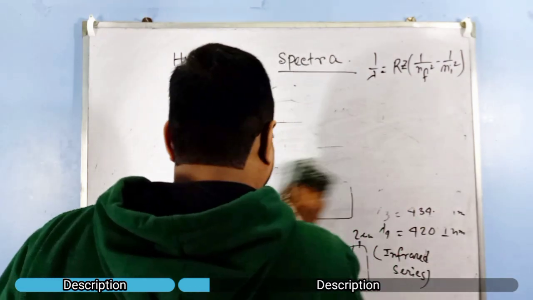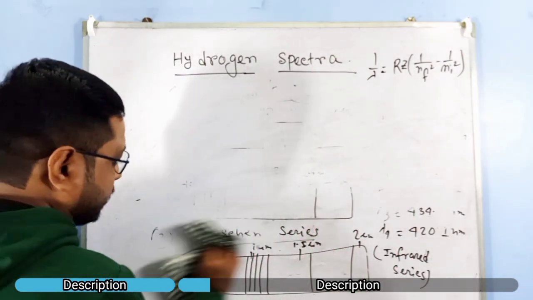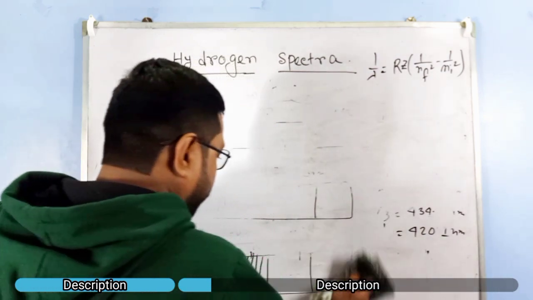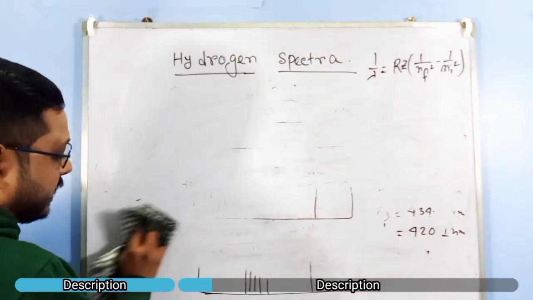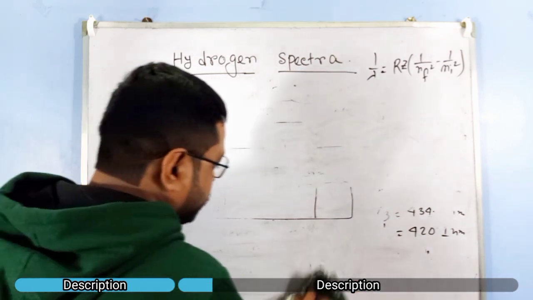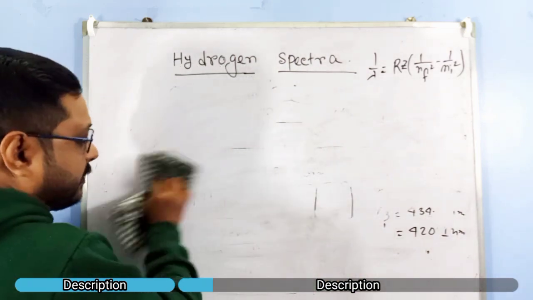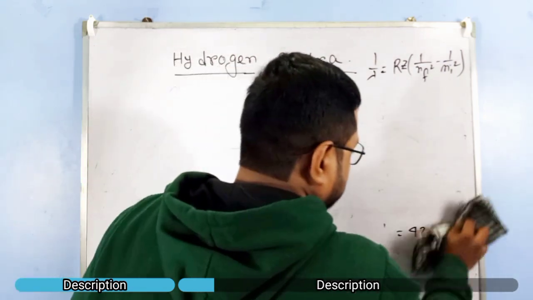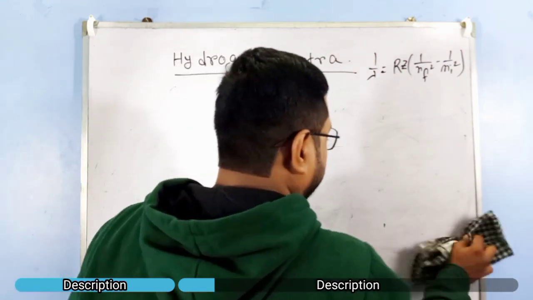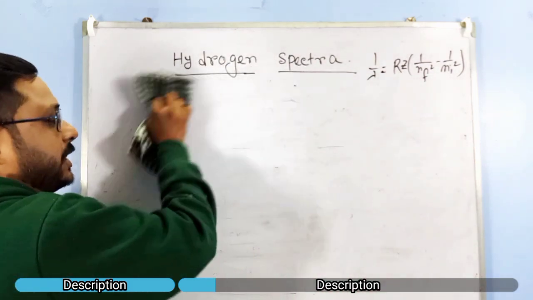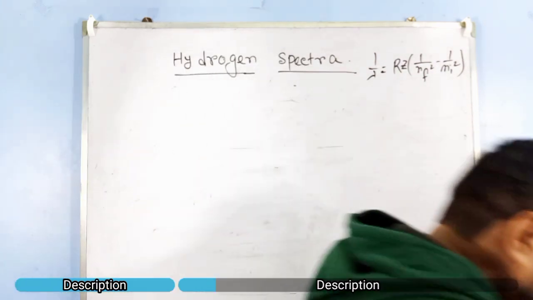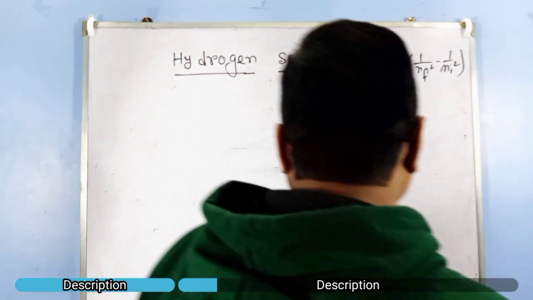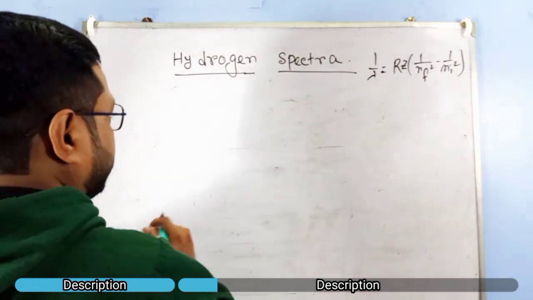Now, what did Bohr say? Bohr said that the atom or electron does not emit radiation when it is in a stationary orbit. Stationary orbit means the permitted orbits in which the electron revolves around the nucleus. The electron does not revolve in just any orbit.